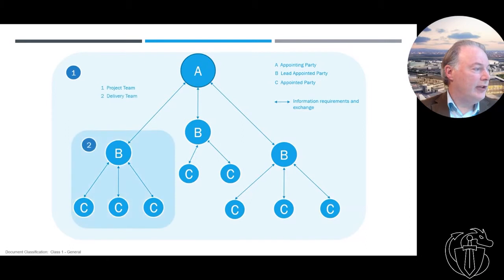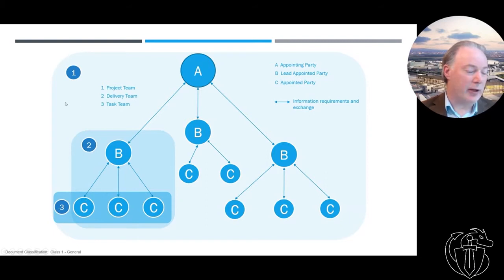Each of those lead appointed parties on their team are considered the delivery team. And then the team at the bottom, if you want to call it that, could be a client, or here a contractor. A contractor could be engaging with an architect, a structural engineer, a quantity surveyor, maybe as part of a design and build project. That's considered the task team down here. So this group here is the delivery team, the task team at the bottom, and the whole overall thing is called the project team. These are concepts you need to get used to.